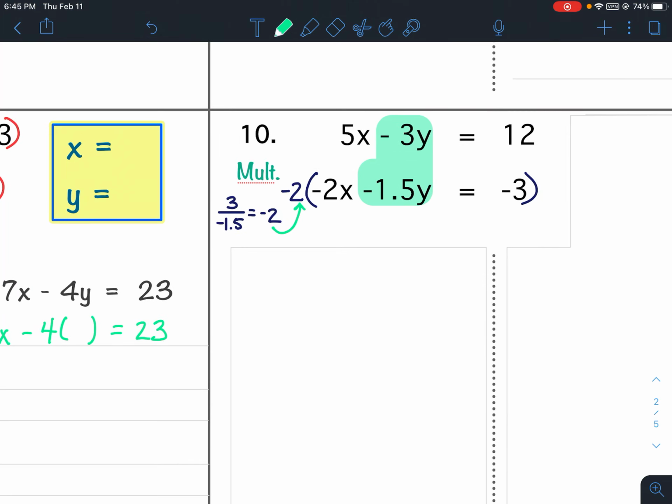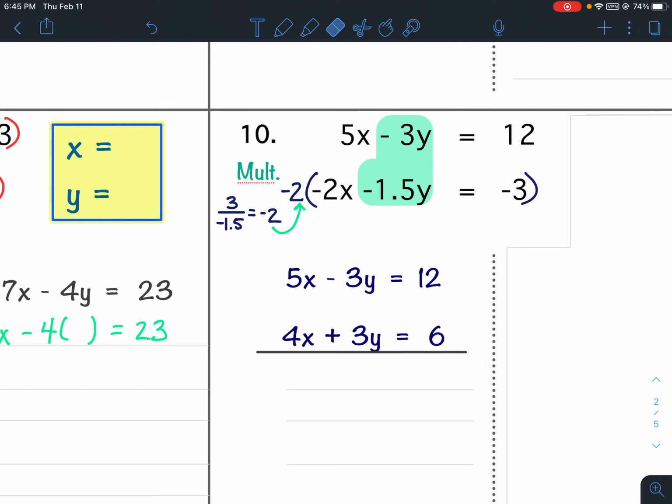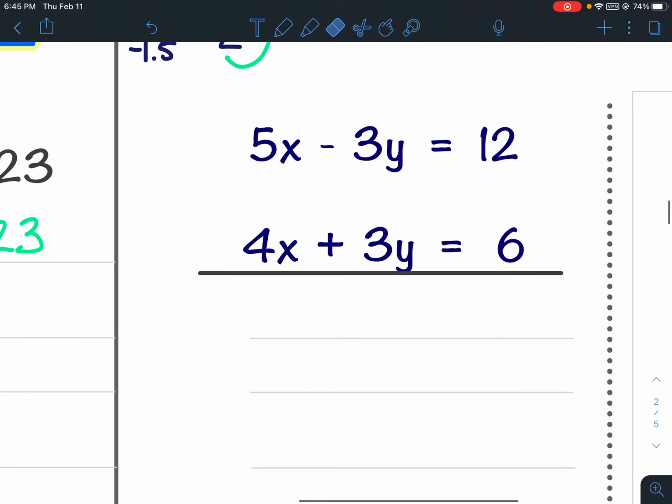The top equation will stay the same. You'll still have 5x minus 3y equals 12. But when you multiply the bottom, you get 4x plus 3y equals 6. All right. Your y terms will cancel. They are opposites, so they will cancel, eliminating the y term.